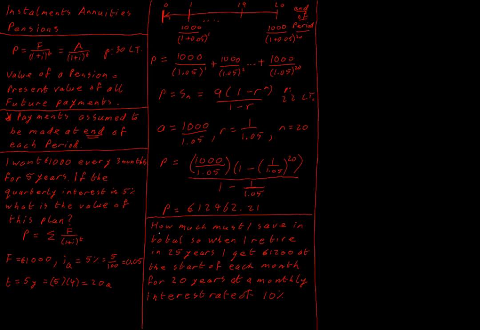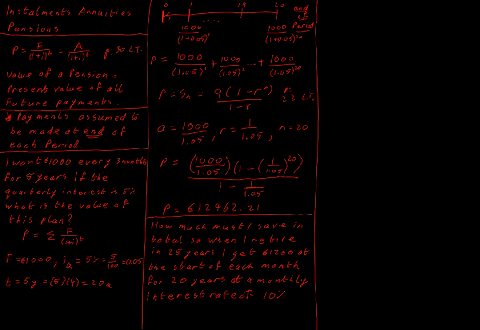Now, another question: how much must I save in total? So when I retire in 25 years, I get €1,200 at the start of each month for 20 years at a monthly interest rate of 10%. There's a lot going on here, but the big thing that we need to capture is we have 2 periods of time going on here. We're told about 25 years time is when I'm going to retire, and I want to get these payments from my pension for 20 years.